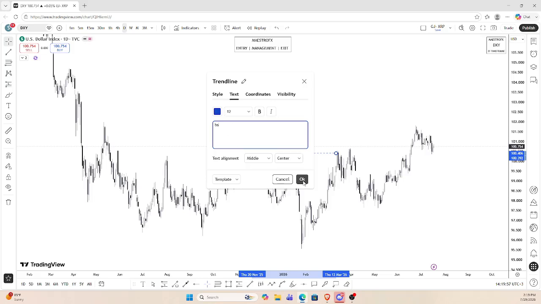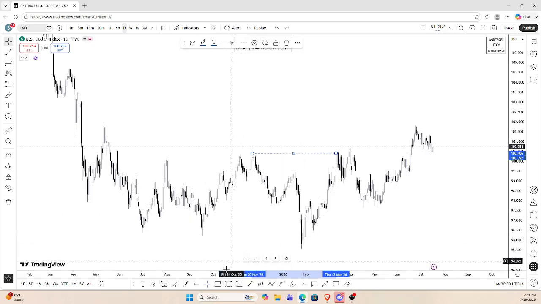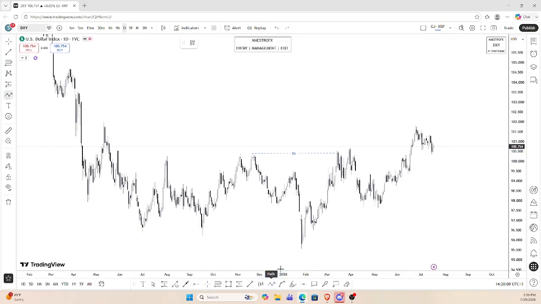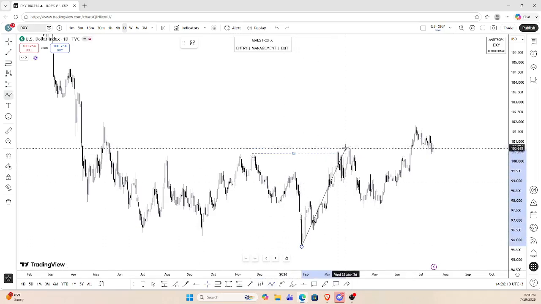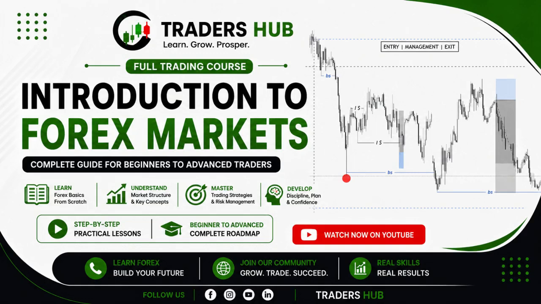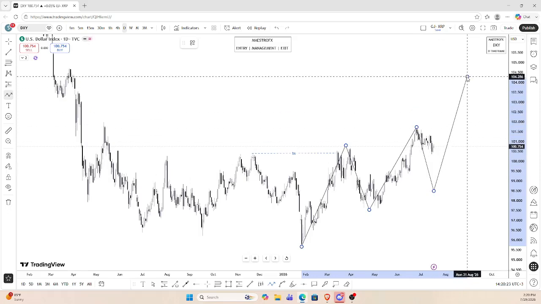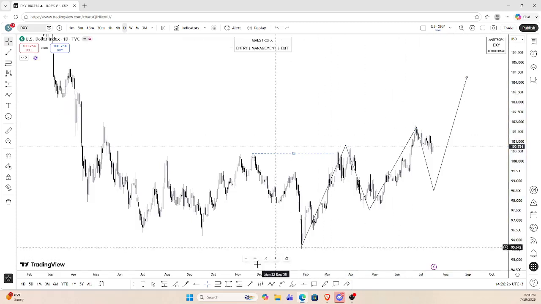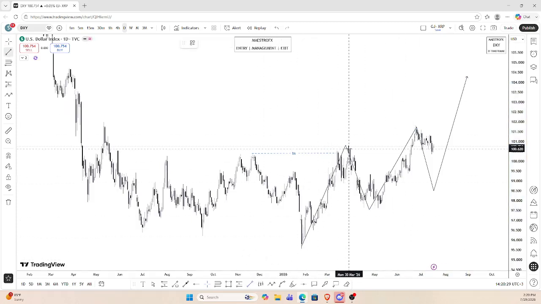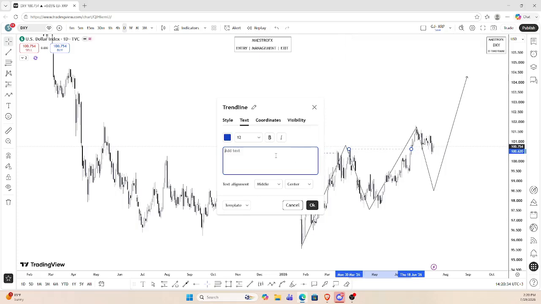You can call it break of structure or change of trend. After every break of structure, we will always have a correction before we get a continuation, and after every continuation is a correction before we get further continuation to the upside. So this is our last break of structure to the upside.